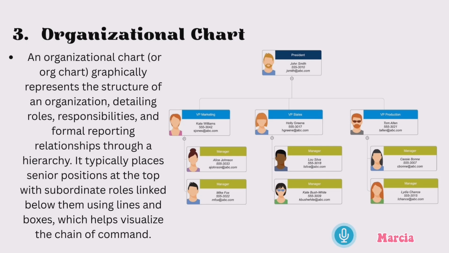An organizational chart, or org chart, graphically represents the structure of an organization, detailing roles, responsibilities, and formal reporting relationships through a hierarchy. It typically places senior positions at the top with subordinate roles linked below them using lines and boxes, which helps visualize the chain of command. Example, in classroom management, showing the classroom roles and responsibilities, line leader, material helper, etc., or project team structures, so students understand their place and who to report to.